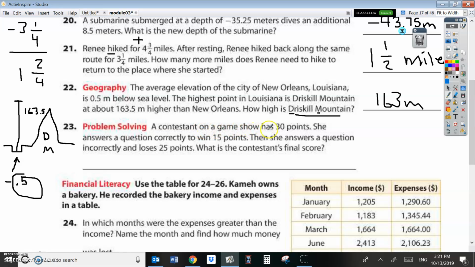A contestant on a game show has 30 points. She answers a question correctly to win 25 points. Then she answers a question incorrectly and loses 25. So this is positive, and this is positive, but this is negative. So 30 plus 20 plus 15 minus 25. So put these two together and you get 45 minus 25 equals 20. 20 points, it looks like.